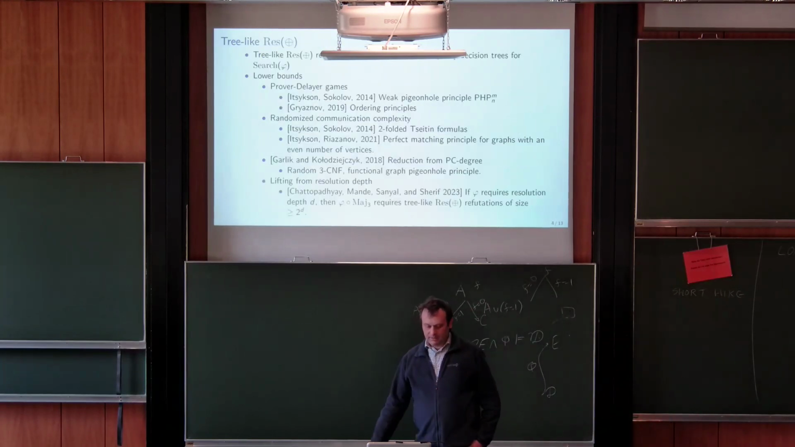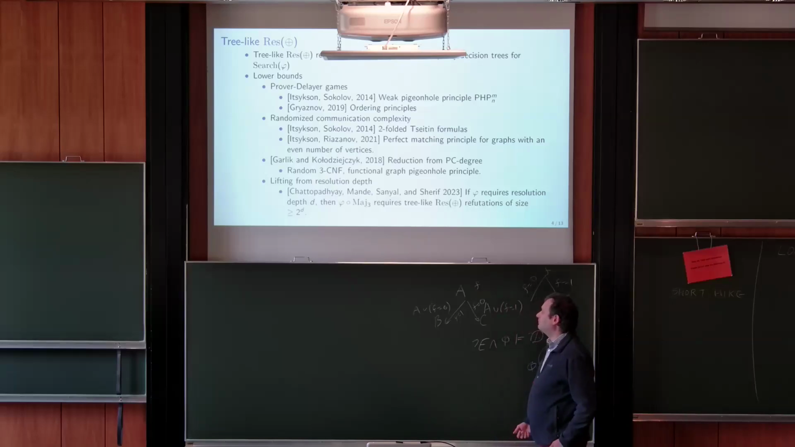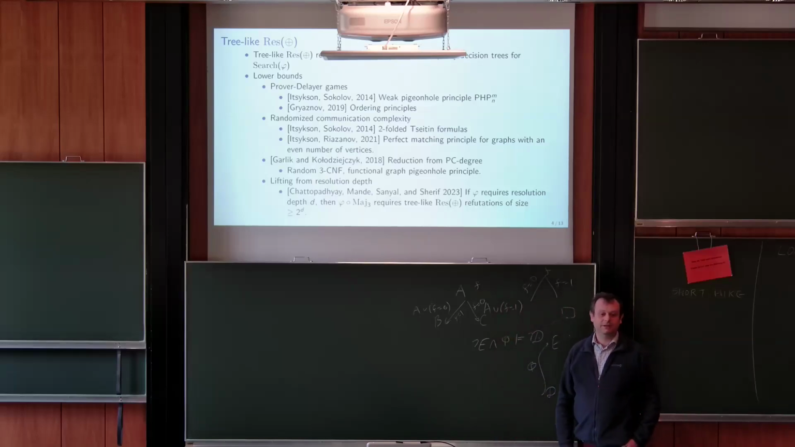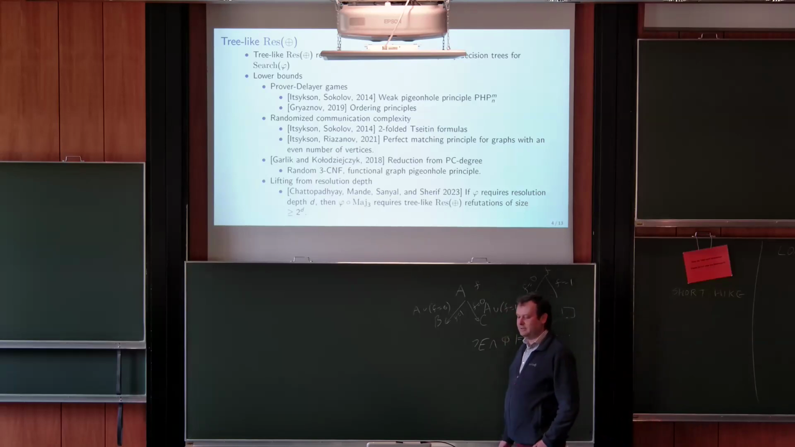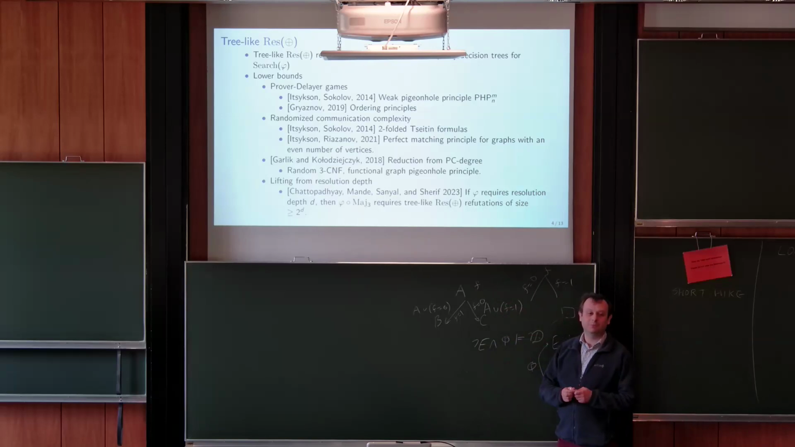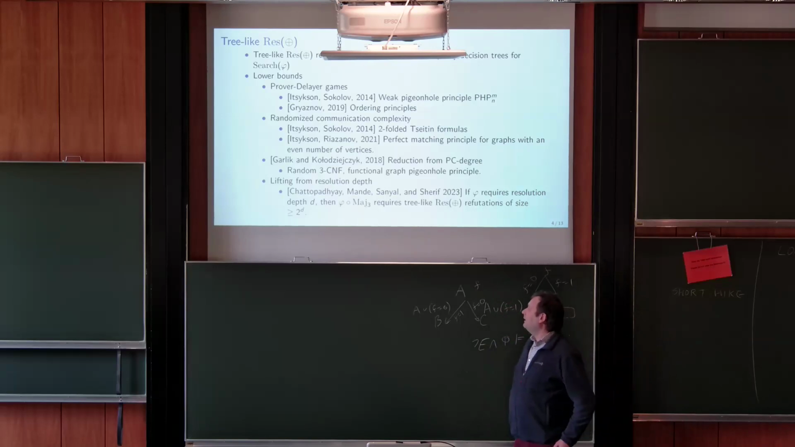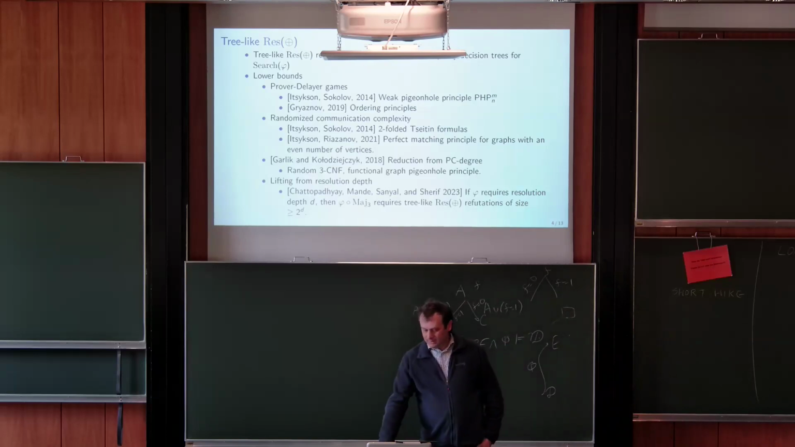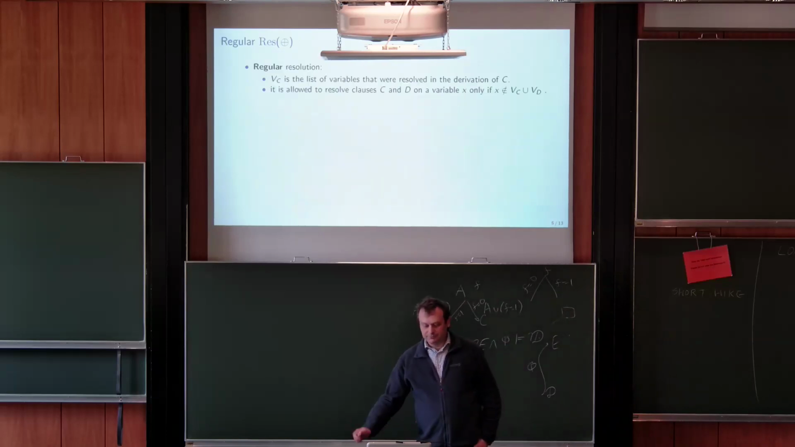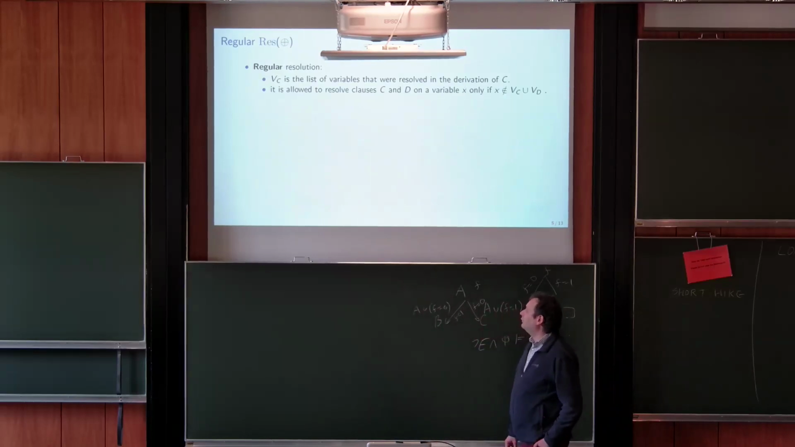What is known? There are a lot of lower bounds for the tree-like case, with a lot of different techniques, and in the tree-like case, the refutation is equivalent to parity decision trees. It's a special case of a linear branching program when the graph is a tree. And we proved the first lower bound for something that is strictly stronger than the tree-like case: the regular case.